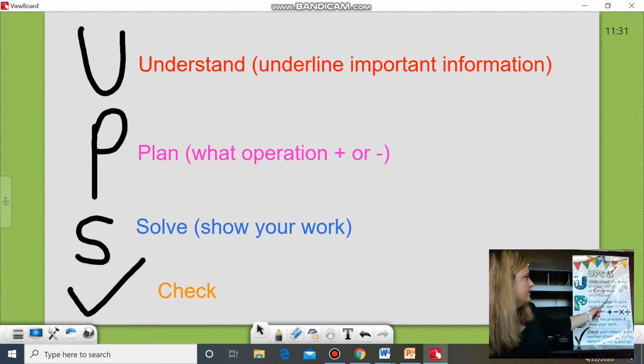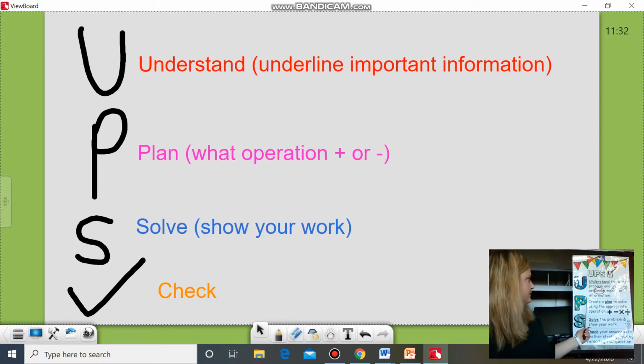Then we need to underline any important information. A lot of times we underline the numbers in the problem. We sometimes circle the question, which is completely fine, just so we understand what's going on with the problem.